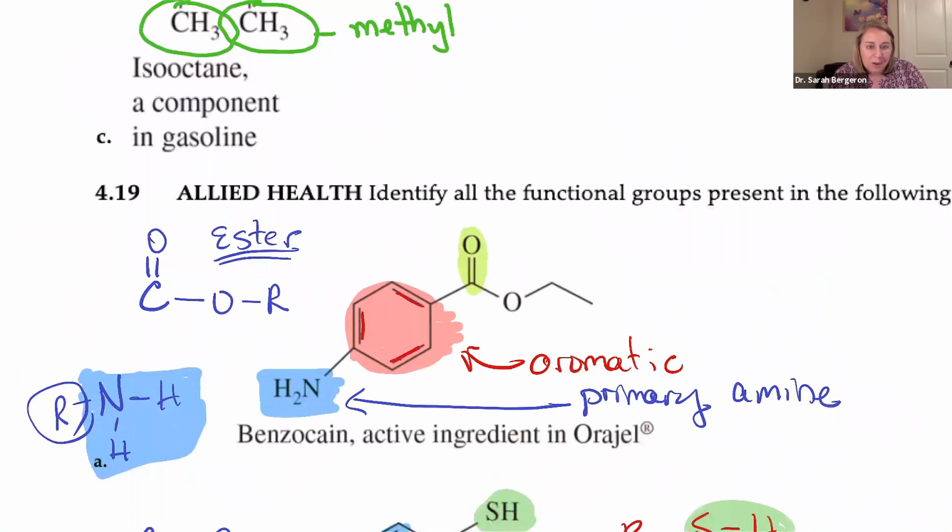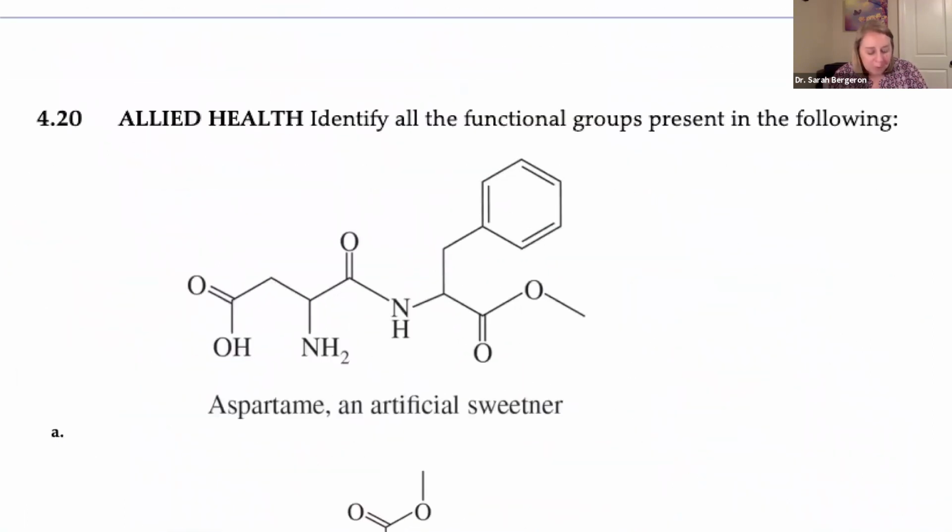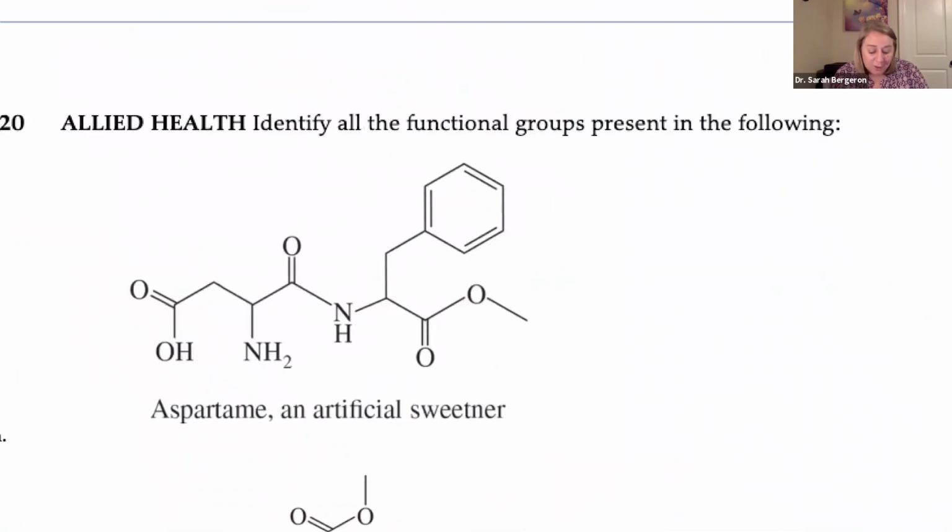Now we're going to go on. Here we go. 4.20. All right. Identify all the functional groups present in the following. Oh, this is going to be fun. So what you should be looking for are things that look different, right? In here I have an oxygen double bonded to a carbon, and to that same carbon, I have an OH group. So we call this a carboxylic acid group.